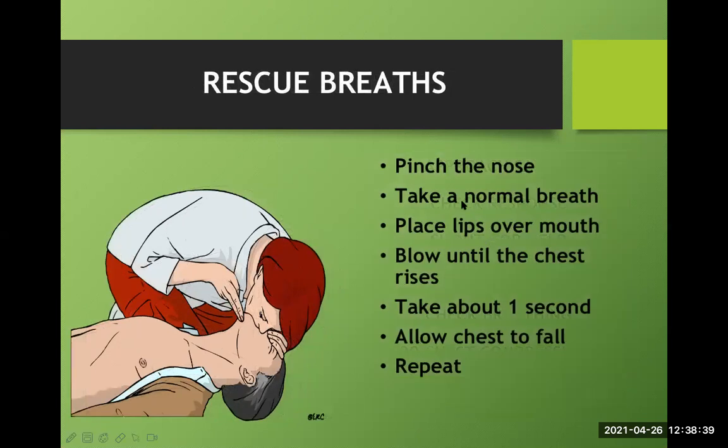So pinch the nose, take a normal breath, place lips over the mouth of the person who is unconscious. Blow until the chest rises. Take about 1 second, allow the chest to fall and repeat the process again. This is the way of rescue breathing.